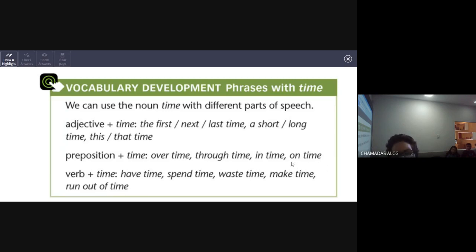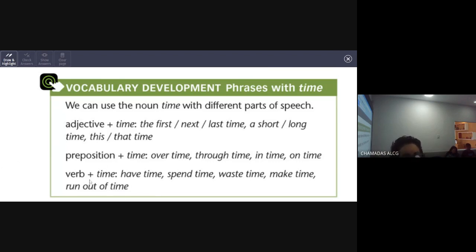On time is when you arrive at the time of the class or before. If you arrive at 1:25, you are on time. If you arrive at 1 o'clock, you are on time. If you arrive at 1:30, you are on time. Now, if you arrive at 1:35, you're not on time anymore. You're late. 5 minutes late, but late.